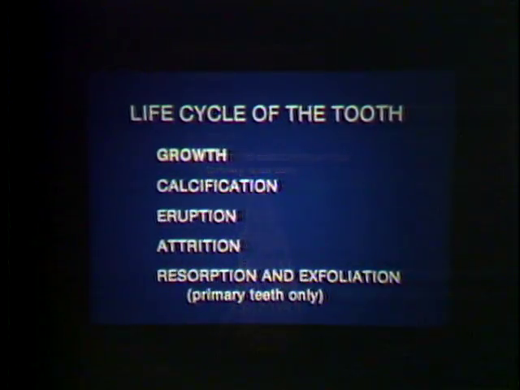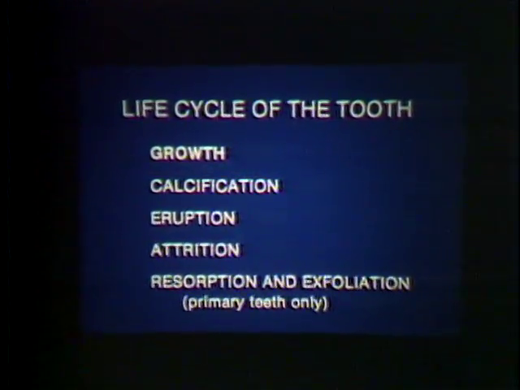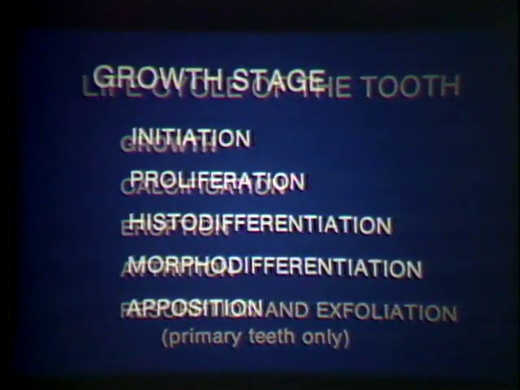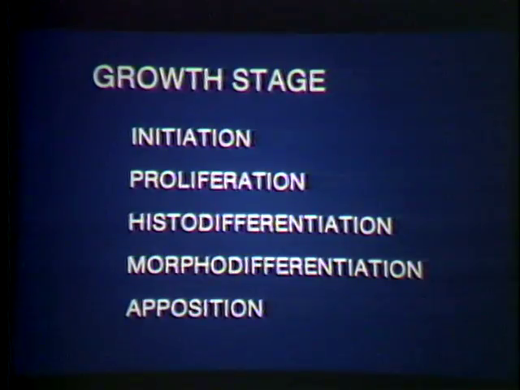The growth stage is further divided into 5 distinct but overlapping periods. The 5 periods of the growth stage are initiation, proliferation, histodifferentiation, morphodifferentiation, and apposition. These names describe the physiologic growth processes through which the developing tooth goes.